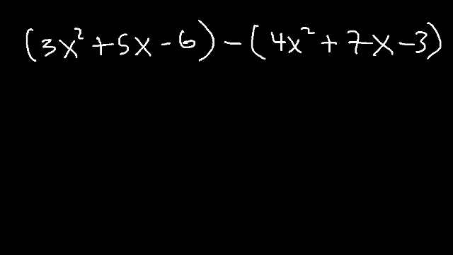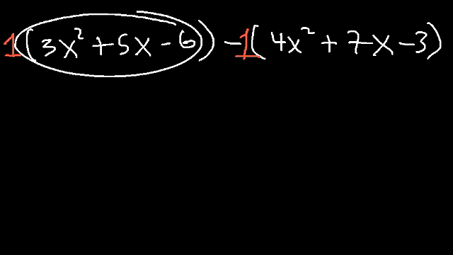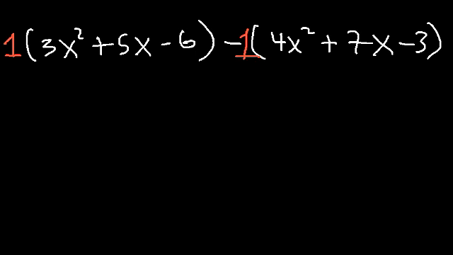Now, the first thing that we can do is we can get rid of the parentheses on the left side. We really don't need it. So basically, if you don't see a number in front, it's an invisible 1. And the same is true here. It's a negative 1 in front of it. So 1 times everything inside of the parentheses will be whatever is inside of the parentheses. 1 times 3x squared is 3x squared. 1 times 5x is 5x. And 1 times negative 6 is negative 6. So we really don't need the parentheses on the left, because there's nothing in front of it except an invisible 1.